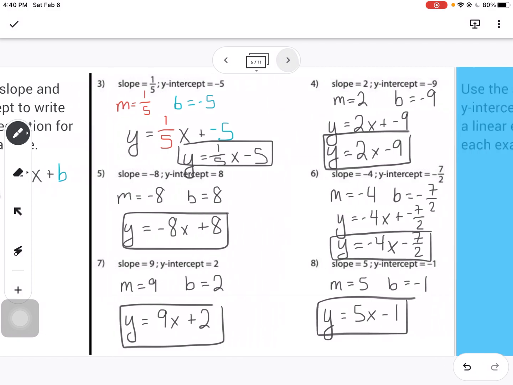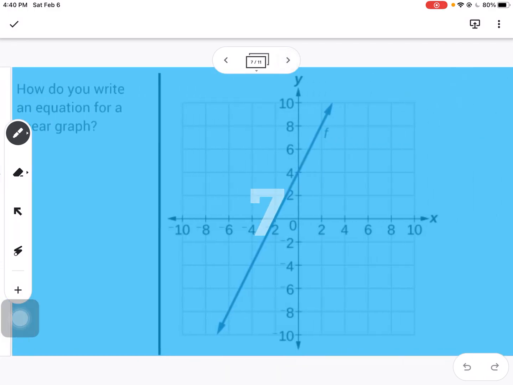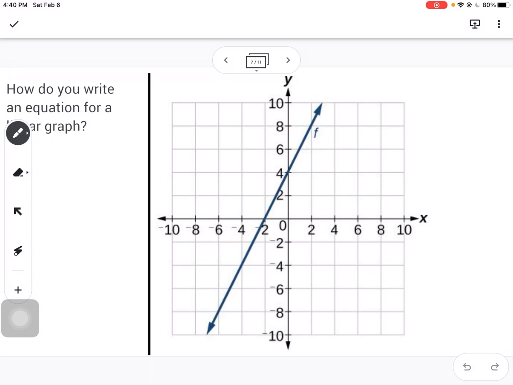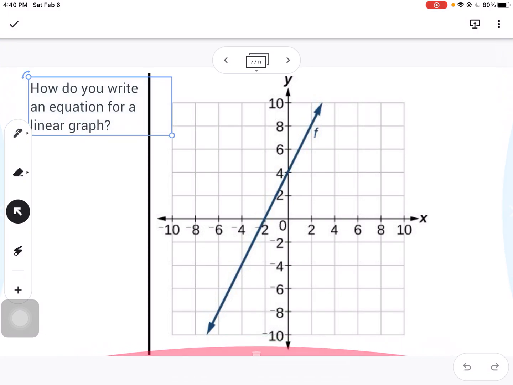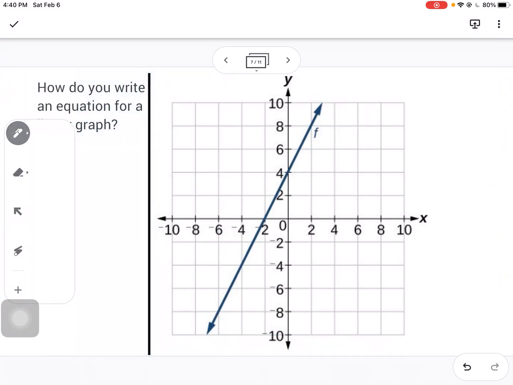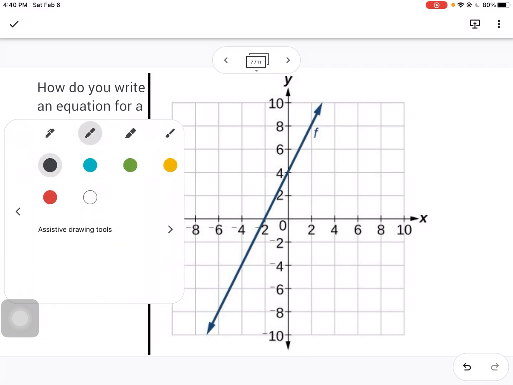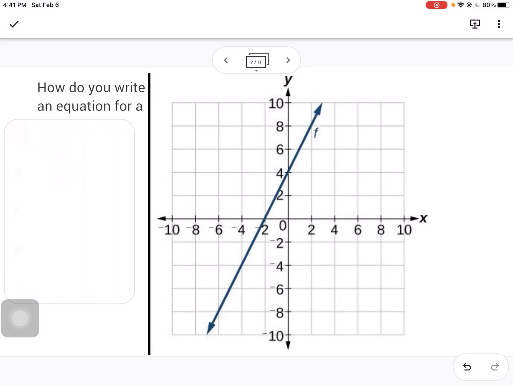Okay, last examples, we're going to do two graphs together. So the question is, how do you write an equation for a linear graph? So first, remember that our equation is y equals mx plus b.